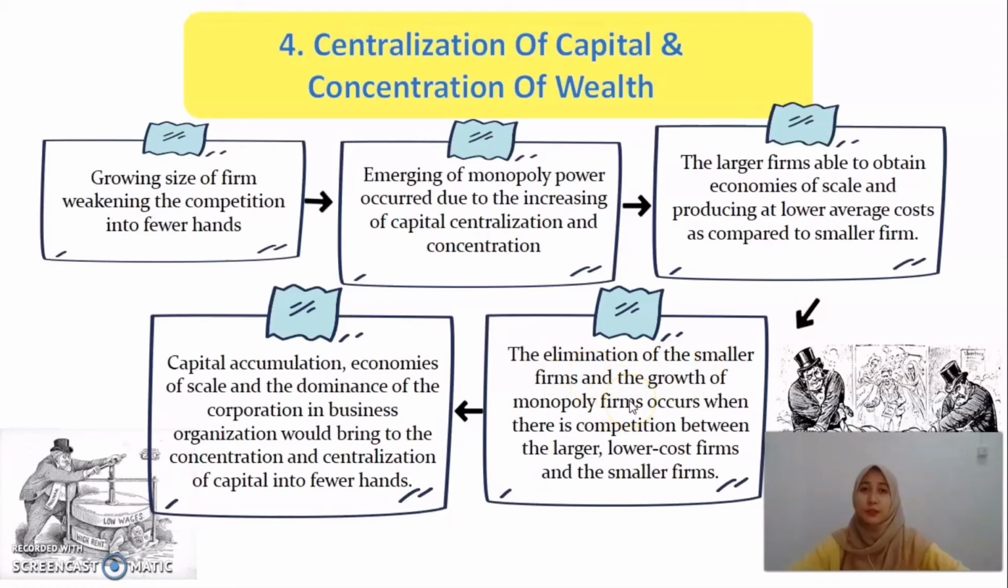Let's say that capitalists become more successful when it comes to competition between the larger and the smaller. Capital accumulation, economies of scale, and the dominance of the corporation as a business organization would bring a centralization of capital into fewer hands. That means here that capitalists will win because they exploit labor. As you can see in this illustration, they give low wages and charge high rent. So, they eliminate smaller businesses and become a monopoly, increasing the centralization of capital and the concentration of wealth.